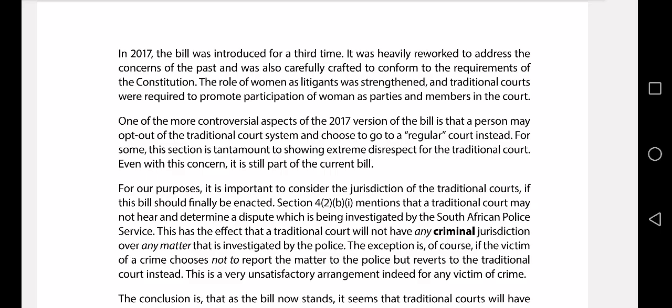In 2017, the bill was introduced for the third time. It was heavily reworked to address the concerns of the past and was also carefully crafted to conform to the requirements of the Constitution. The role of women as litigants was strengthened, and the traditional courts were required to promote participation of women as parties and members in the court.